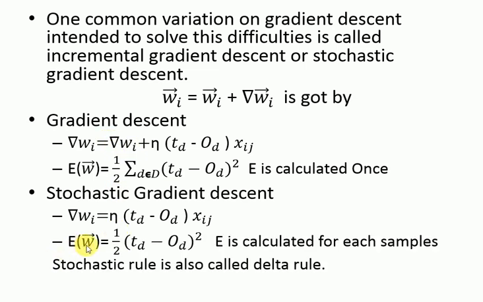And for the E value no sigma is used, and individually each value is calculated. That means this becomes Ed of w. So E is calculated for each sample. That is stochastic. In gradient descent it is calculated once, and here it is calculated for each sample, and this is called the delta rule.